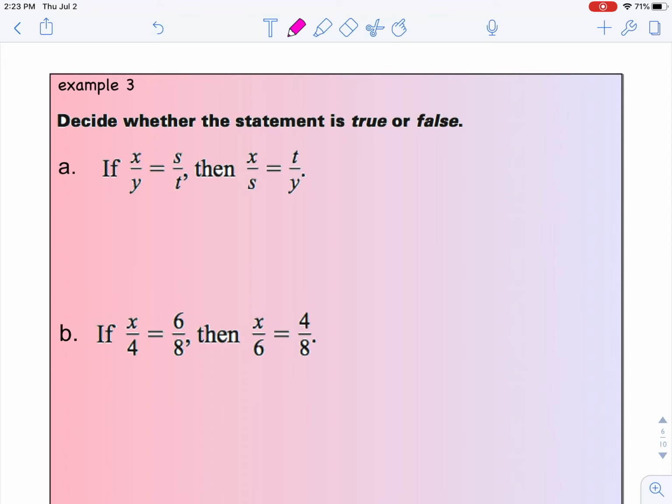Now we're going to decide, using the properties we've learned, whether this is true or false. We have x over y equals s over t, that's your true proportion. Then is x over s equal to t over y? They moved the s down here, so they're exchanging the means, which means the y should be up here. So this should actually say x over s equals y over t. So this is no, this is false.